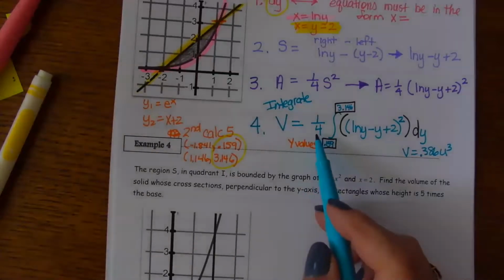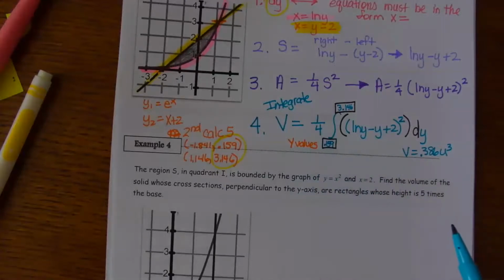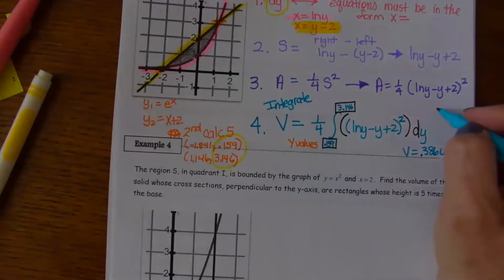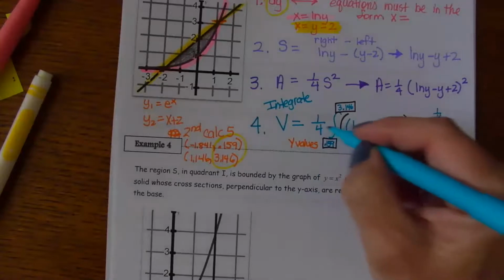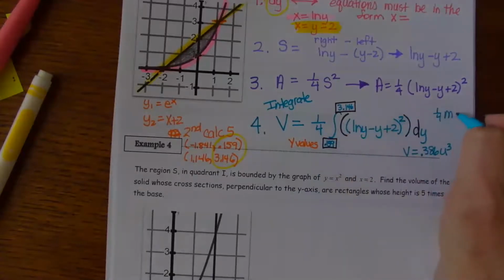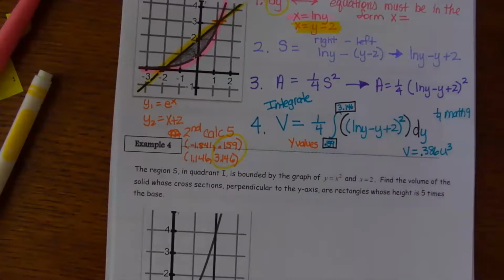So you'll type in 1/4, then math 9. So type in 1/4 because it's outside, then math 9. So take a second and do that. I'm going to pause this if you're listening at home so you have time to type it in.